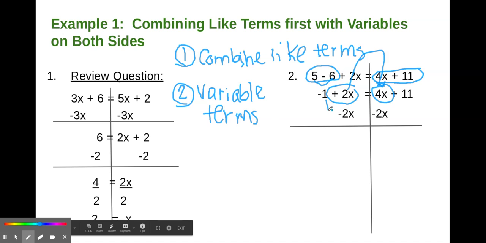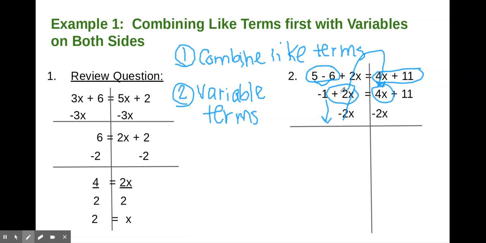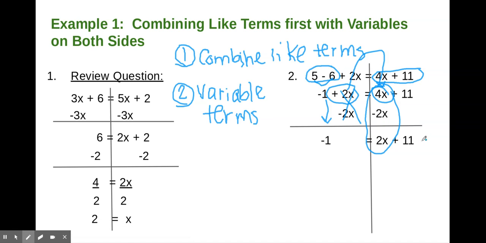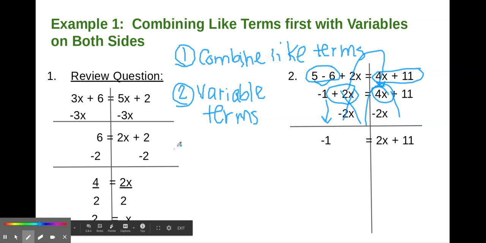Okay, I bring down my -1. My 2x and my 2x cross out. So -1 gets brought down, 2x and -2x go away, 4x minus 2x becomes the 2x, and plus 11. Okay, so now I am just left with my two-step equation. Okay, so that's step 3 is to either add or subtract.